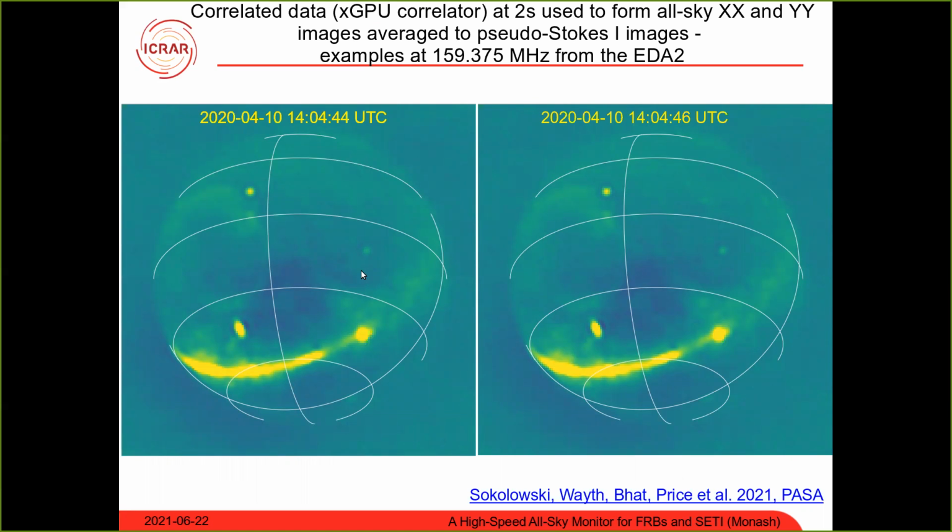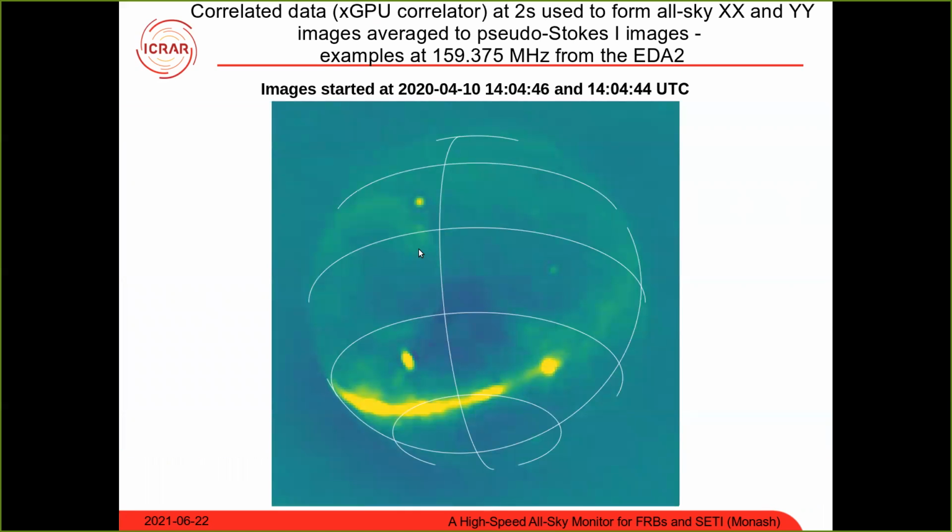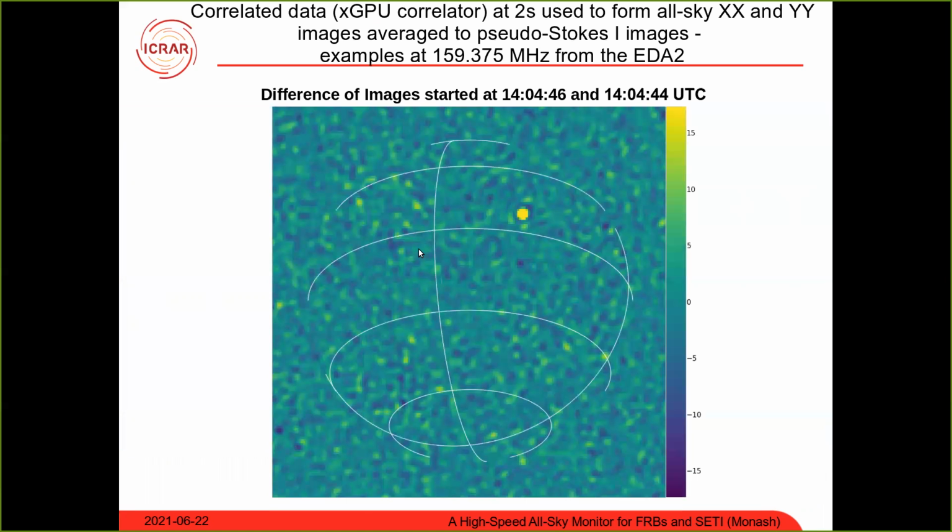Here is another example of an all-sky image from EDA2 at 160 megahertz. These are 2-second consecutive images, and these are the kind of images we've been using to look for transients. You could potentially see a transient here, but it's much easier to see with human eyes when we switch quickly between both images. The best way for the computer is to actually subtract these 2 images and form a difference image and look for transients there. And as you can see, there is a clearly, easily visible bright transient in this image. So this is the technique that we have been using.